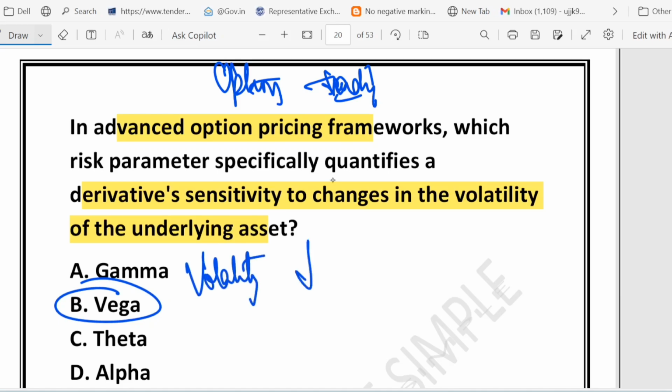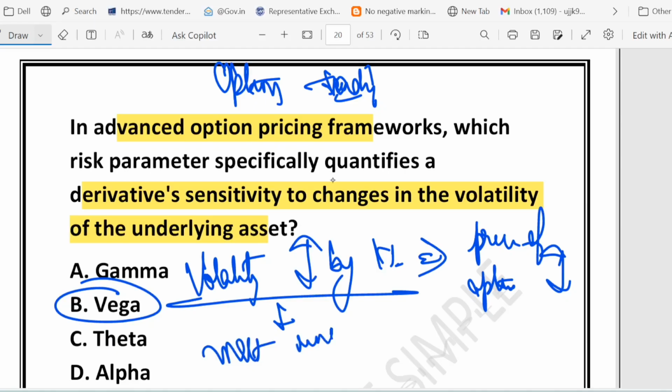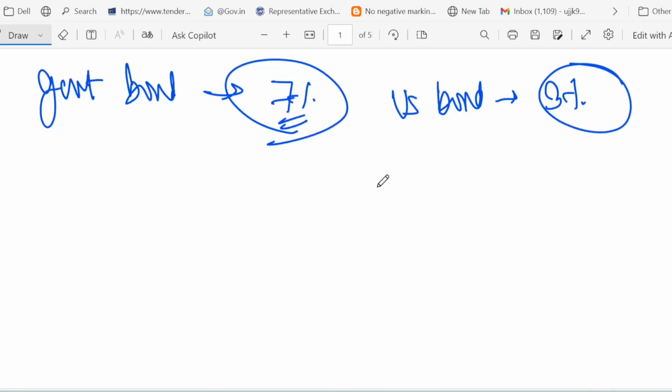Suppose volatility changes by 1%. So it tells us how much the price of option changes. In simple words, vega measures volatility risk. Means how sensitive the option price is to the market uncertainty. See, this volatility means what? It clearly indicates market uncertainty. So vega measures how much volatility risk, how sensitive the option price is to the market uncertainty. Let me give you one example to illustrate the concept of vega.